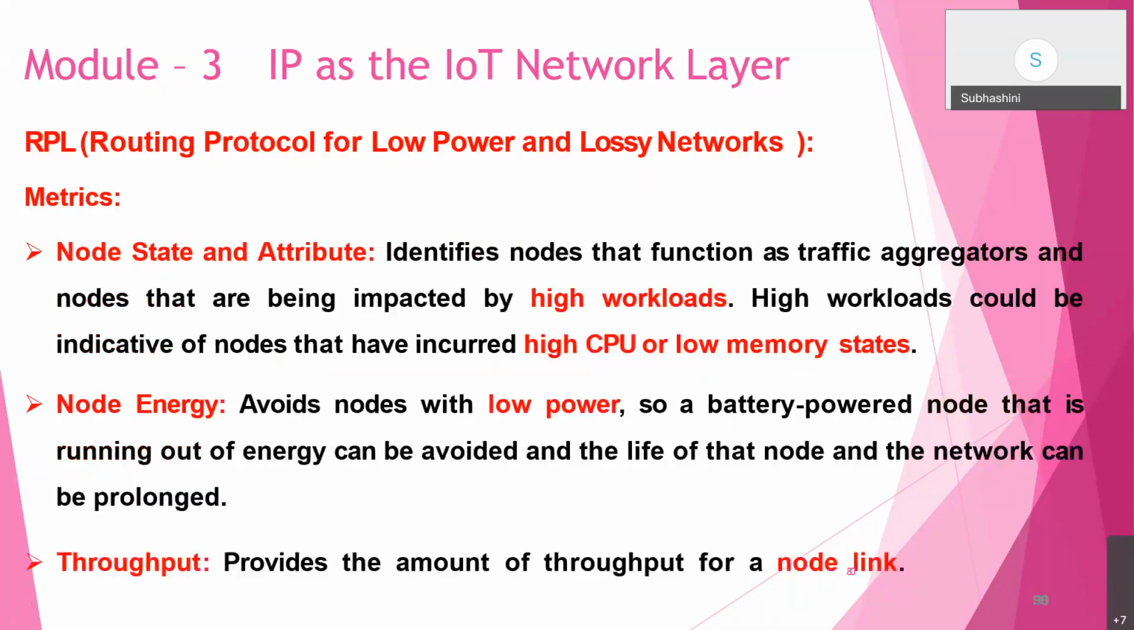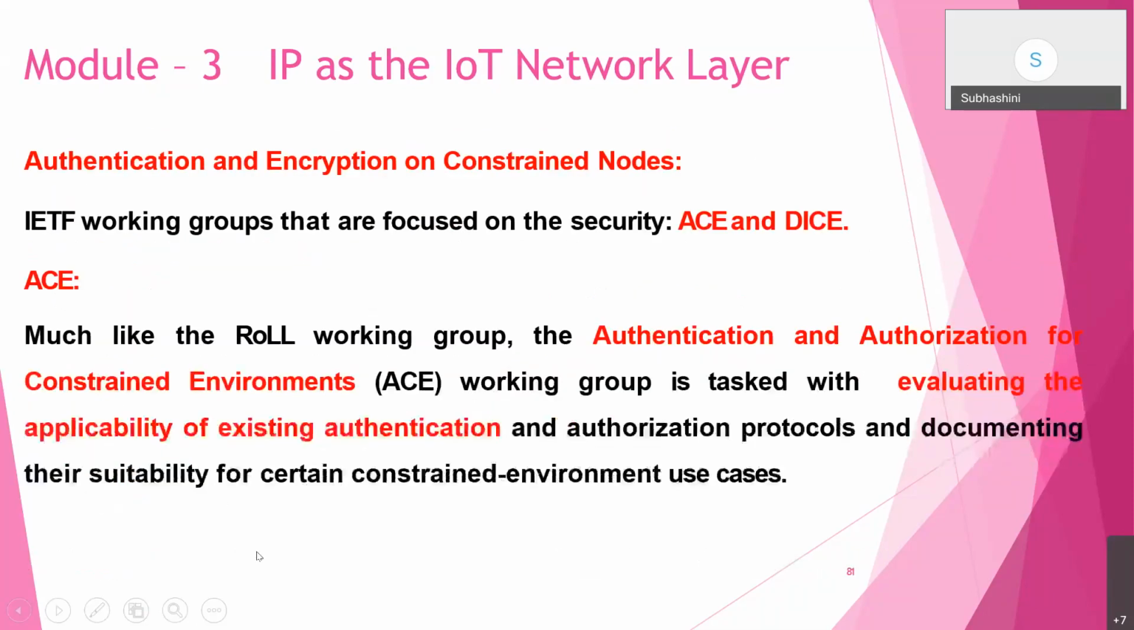Okay. Node state and attribute, the state of a node and its attribute. Node energy in terms of its power. Throughput. Throughput is nothing but based on terms of link. And finally, what we have is some of the authentication and encryption performed on constrained nodes.